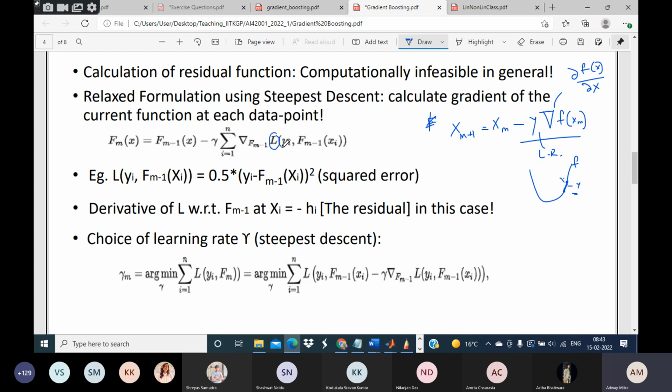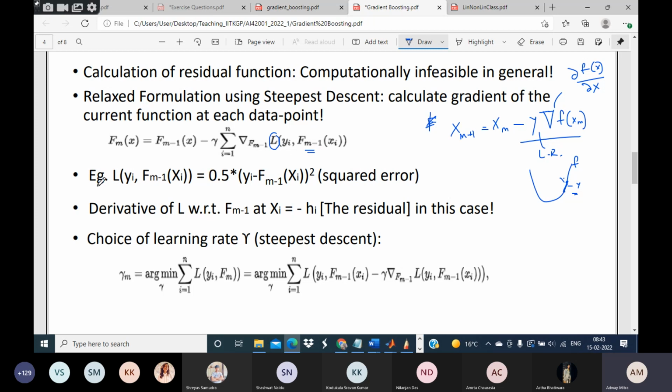And what we are trying to optimize it over is this f_{m-1}, which is actually a function itself. So the derivative which we must carry out in this case, or the gradients which we must compute, are not with respect to x, but rather with respect to f_m, or with respect to f, which is itself a function. So that may sound like a slightly arbitrary concept, but it is not.